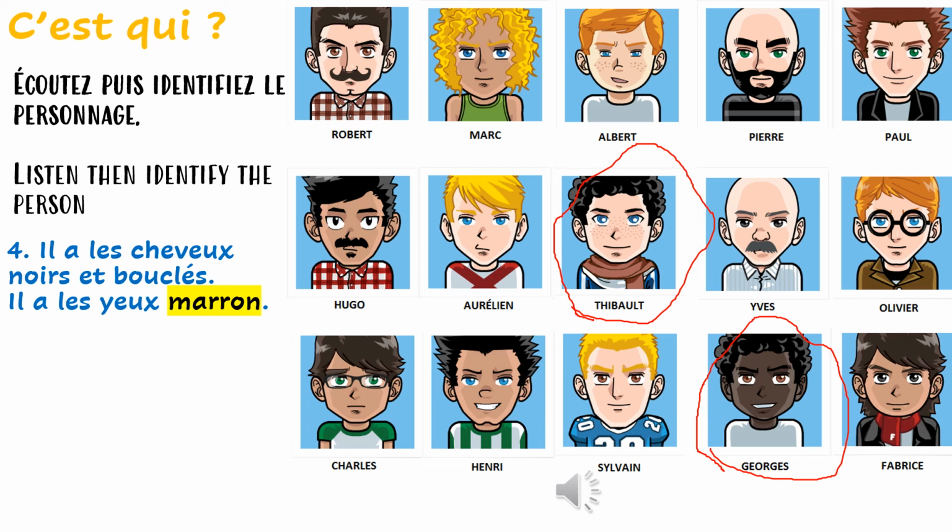Alright, so il a les cheveux noirs et bouclés. Il a les yeux marrons. Now you notice that marron does not have an S on the end of it. That is deliberate because marron does not change in terms of gender or number. Marron is an exception to the rule with adjectives that agree in gender and number with the noun. Les yeux is the noun. Marron, however, does not change. It's one of those exceptions, as you know, because we did colors already.